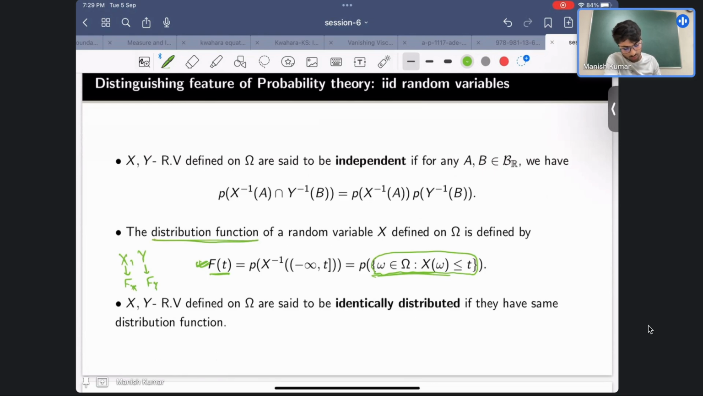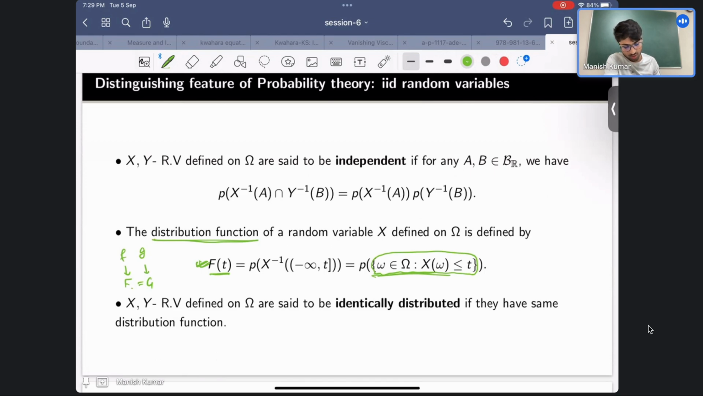Now there could be chances that these two are equal. When they are equal we say that x and y are identically distributed, but in measure theory we do not talk about that. As I said earlier, a random variable is nothing but a measurable function. So in measure theory, suppose we have two functions f and g, and corresponding to these we have capital F and capital G. If they are equal, we don't have any notion calling f and g identical in measure theory. But in probability theory, identical distribution is a very useful notion.